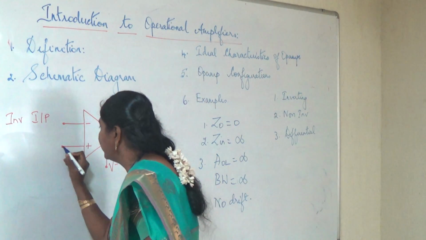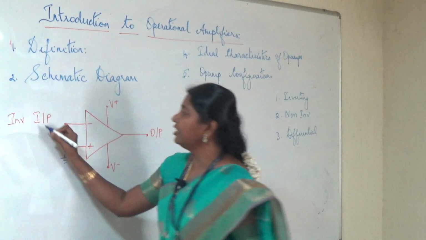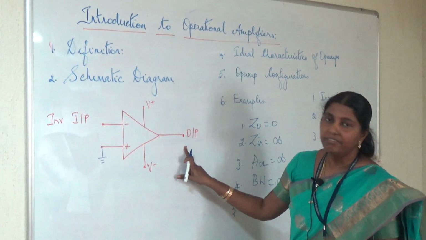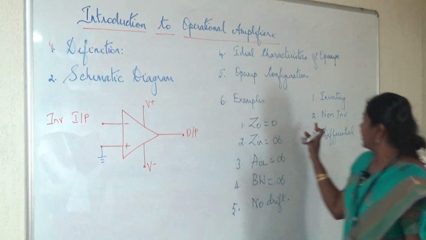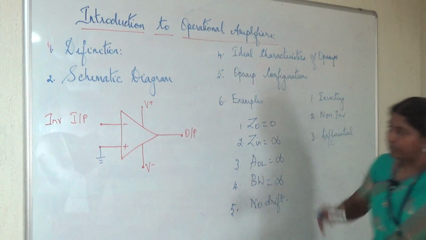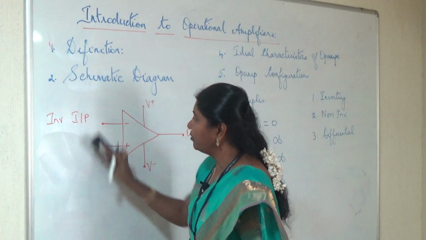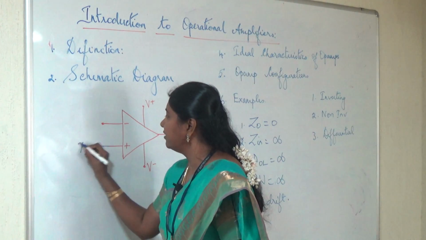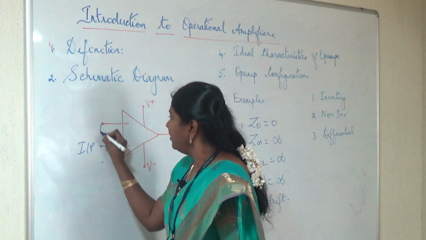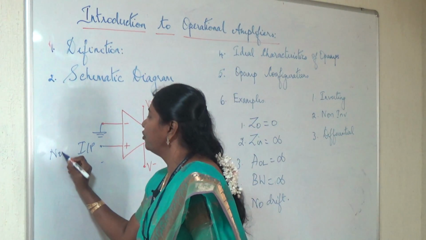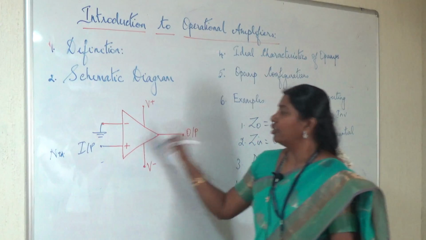So if this terminal is going to be grounded and if the input is fed only to the inverting input, then we call it as inverting configuration. The second configuration is called as non-inverting configuration, which means that I provide the input to the non-inverting terminal. So if input is given here and the inverting terminal is grounded, then this is called as the non-inverting configuration.